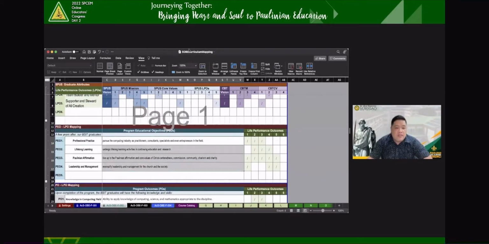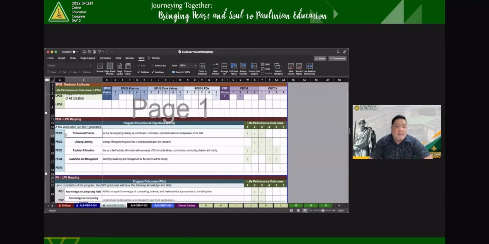So if you notice our PEOs, we have 4, and we agreed that only the first PEO will be changed from program to program. The second, third, and fourth will be the same, which is lifelong learning, Paulinean affirmation, leadership, and management. And then for the first PEO, for example, in computer science or IT, we will say, pursue the computing industry as practitioners, consultants, specialists, and even entrepreneurs in the field. And we call that professional practice.